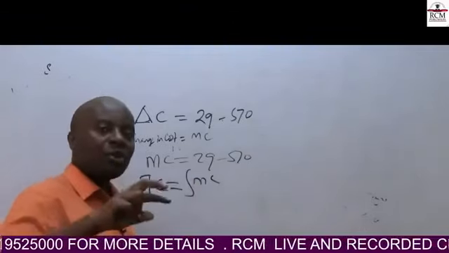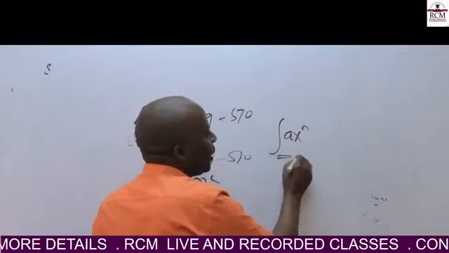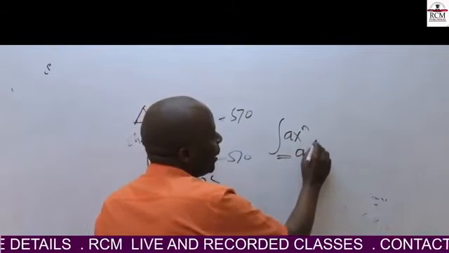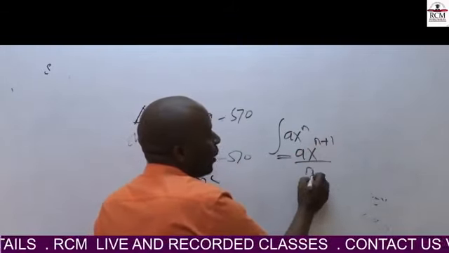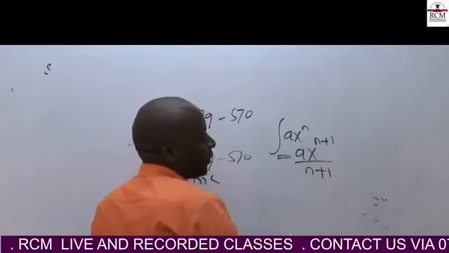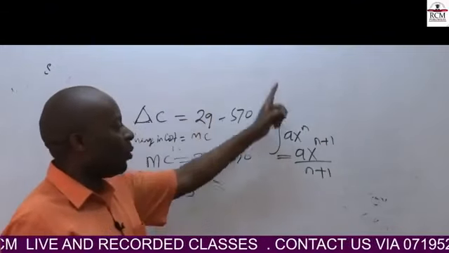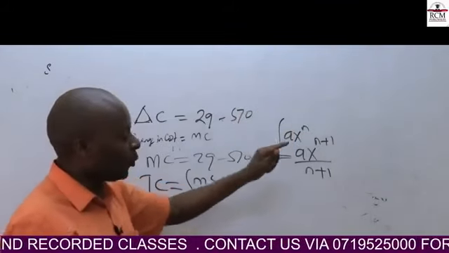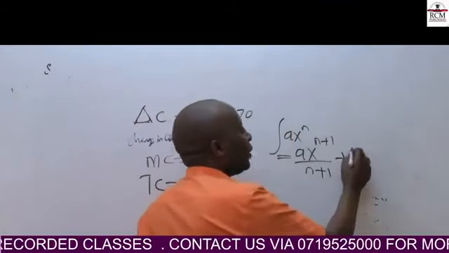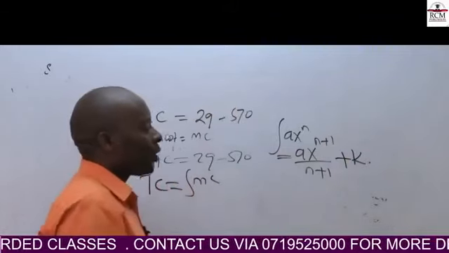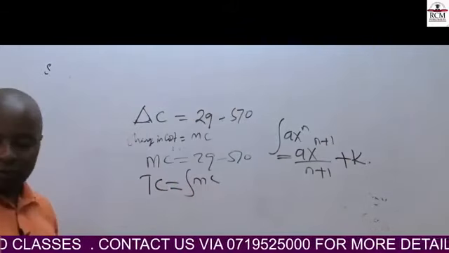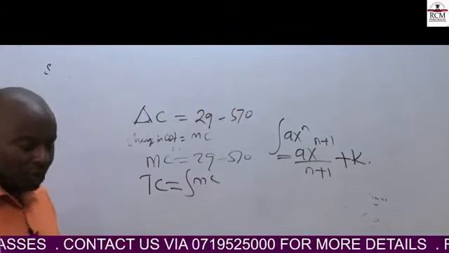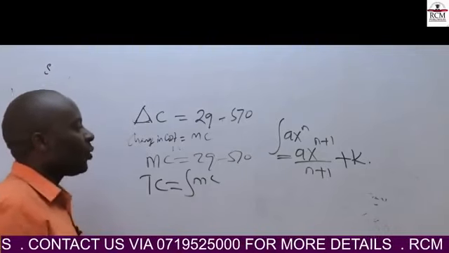And if you remember, ladies and gentlemen, if you're told to integrate ax raised to power n, this will be equal to ax raised to n plus 1, all over n plus 1. So to integrate, you increase the power by 1 and then you divide by the new power. And then please don't forget adding the constant of integration.